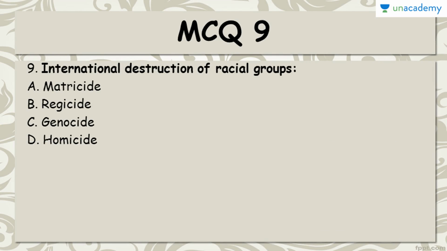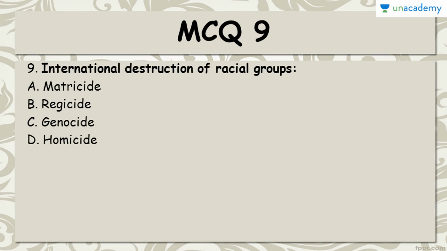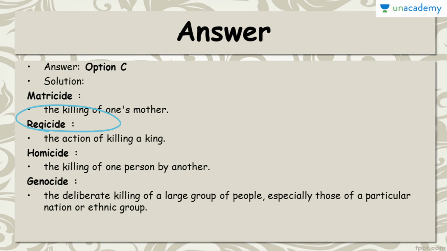Coming to MCQ 9th, one word substitution. International destruction of racial groups. Is it matricide, regicide, genocide, or homicide? We know at least 2 or 3 words out of them because we have done them already. So just do the proper guesswork, correct guesswork. Elimination, which you can use very easily in this case. And the right answer to this MCQ, it's option C, that is genocide.